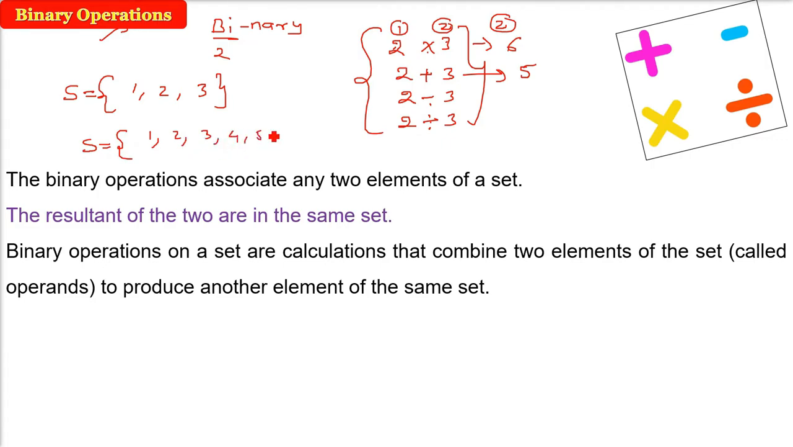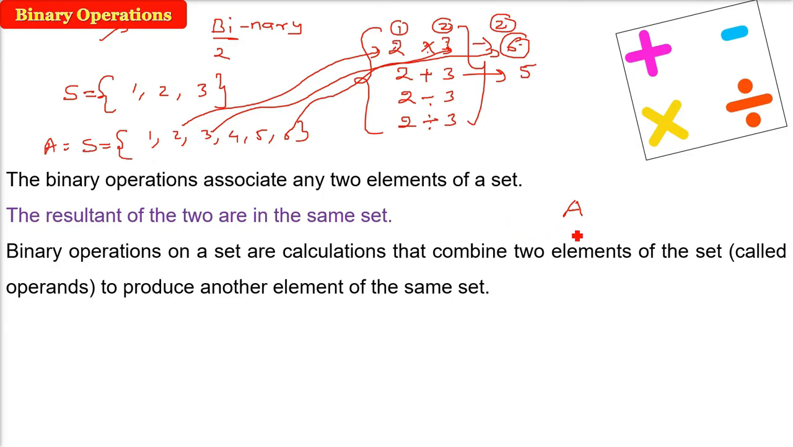For example, I am increasing this set: 1, 2, 3, 4, 5, 6. So see, the 2 is coming from this set. 3 is also coming from this set. And the result, which is 6, is also coming from the same set. Similarly with the plus also. 2 and 3, when added, you get 5. 5 is also coming from this set. So the resulting value should come from this set. I'm not talking about 2 minus 3 and 2 divided by 3. We'll talk about it later because it is not actually forming a binary operation right now for this set.